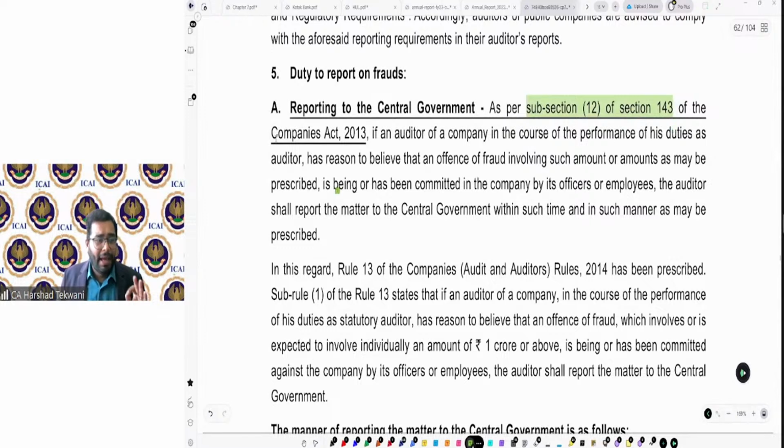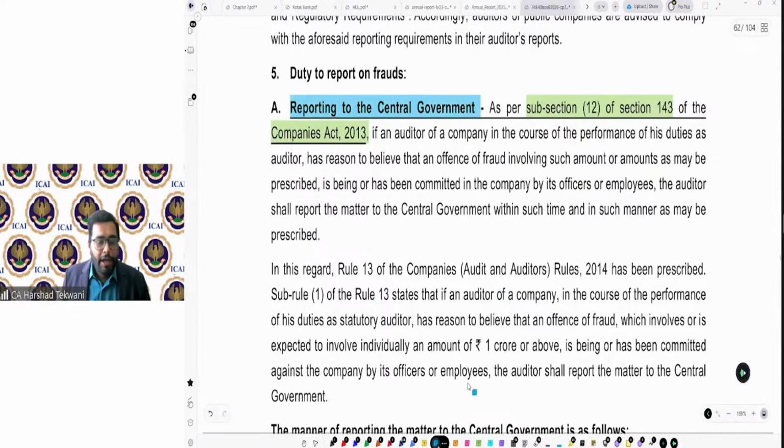Now that again is a part where additional reporting is there, over and above what you report in the audit report. This is an additional reporting over and above what you report. What are the contents of the audit report? That's an over and above reporting.